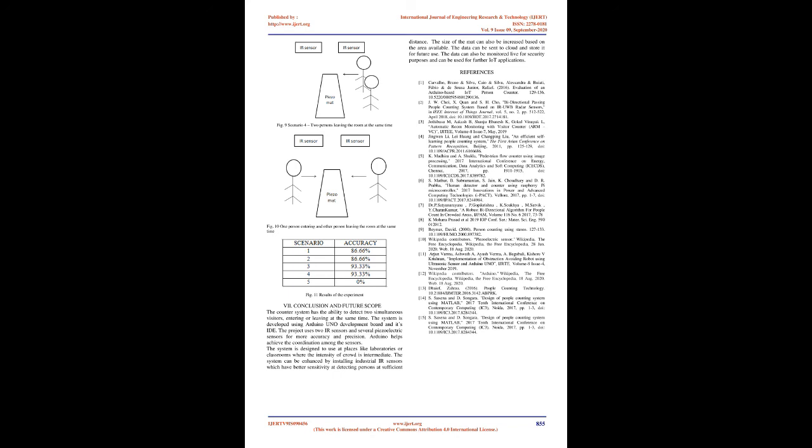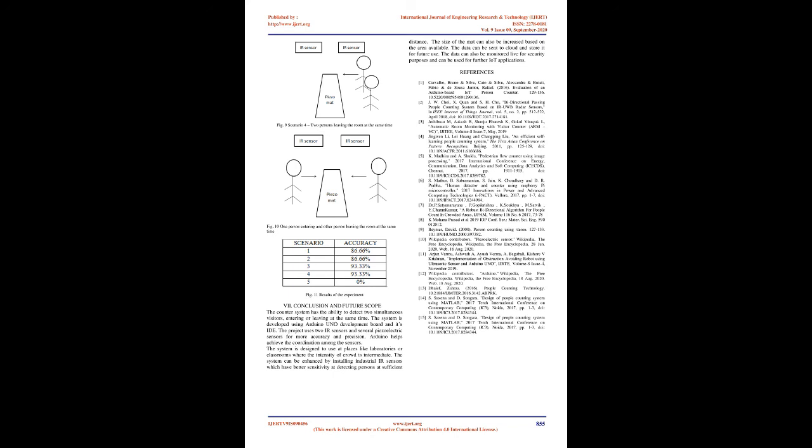Conclusion and future scope. The counter system has the ability to detect two simultaneous visitors, entering or leaving at the same time. The system is developed using the Arduino UNO development board and its IDE. The project uses two IR sensors and several piezoelectric sensors for more accuracy and precision. Arduino helps achieve the coordination among the sensors. The system is designed to be used at places like laboratories or classrooms where the intensity of crowd is intermediate.